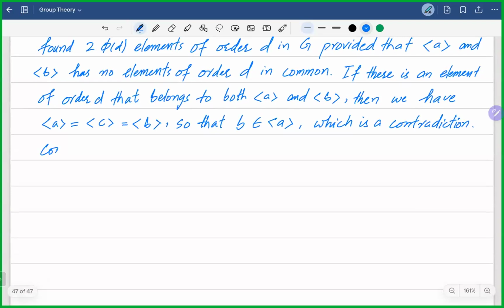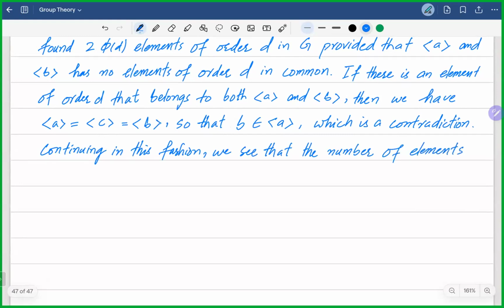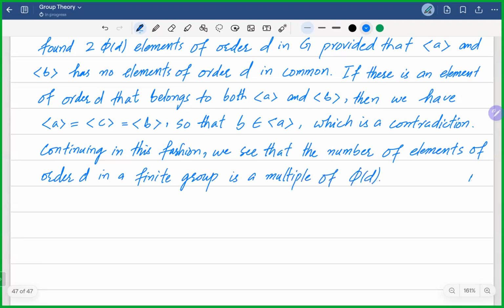Now, continuing in this fashion, we see that the number of elements of order D in a finite group is a multiple of phi of D, and that is the proof.